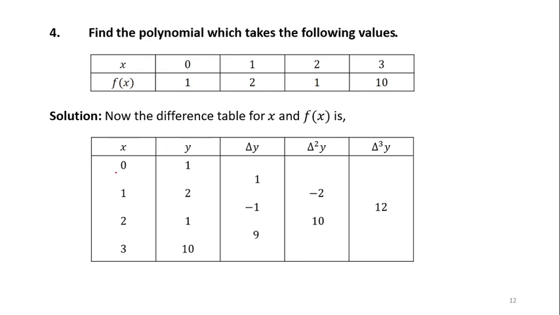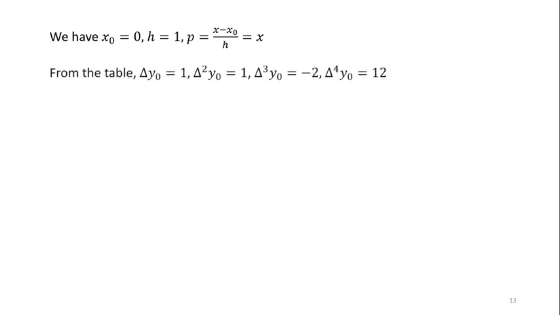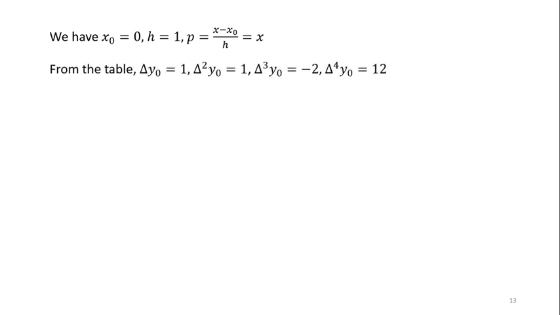Here x naught is the first entry of x, that is 0, y naught is 1, delta of y naught is 1, delta square of y naught is minus 2 and delta cube of y naught is 12. Now write down these values. x naught is 0, h is 1, p is x minus x naught by h, that is x minus 0 by 1, which is equal to x. So from the table, delta of y naught is 1, delta square of y naught is 1, delta cube of y naught is minus 2, delta power 4 of y naught is 12.